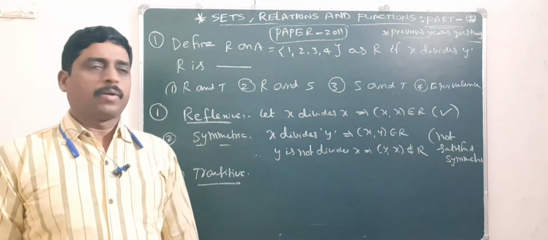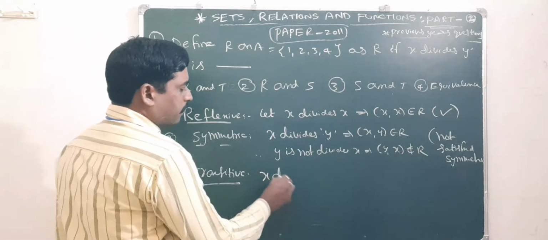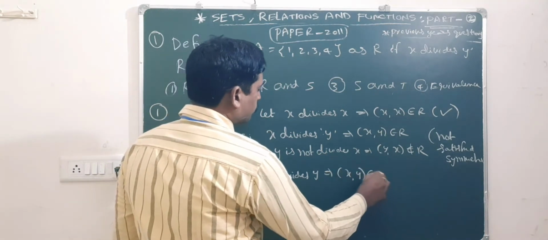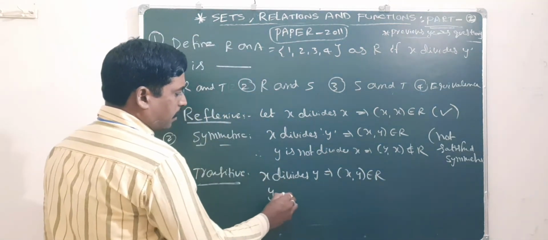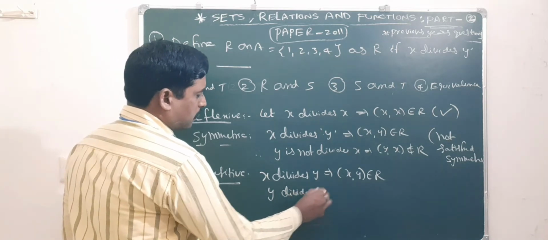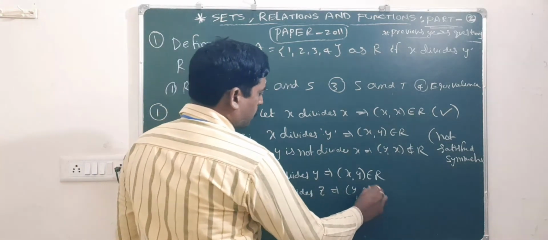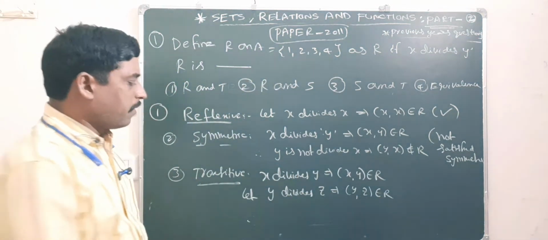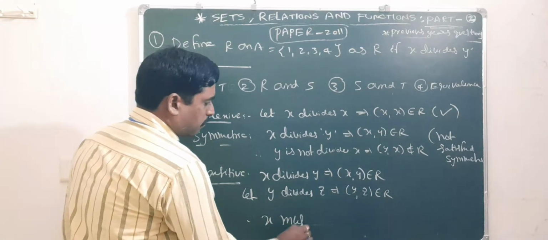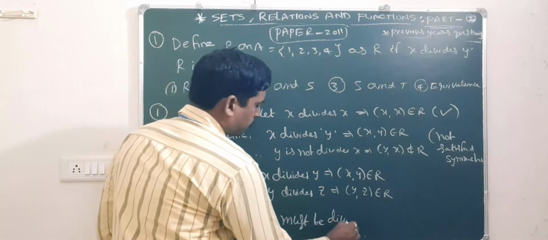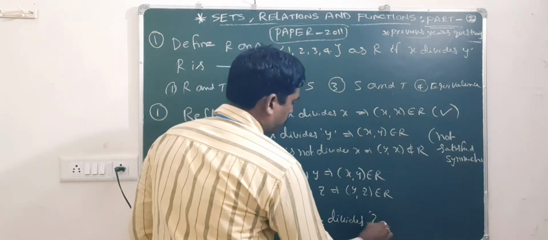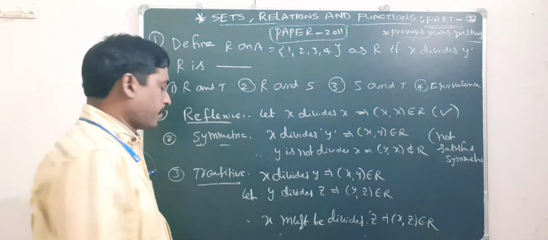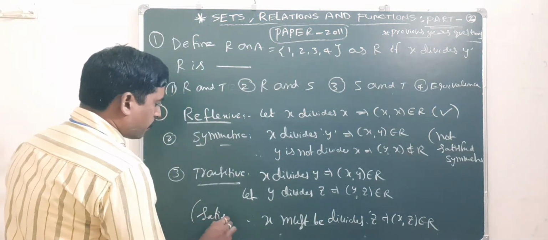Now explain the transitive property. x divides y. Therefore (x, y) belongs to R. Let us take y divides z. Therefore (y, z) belongs to R. That implies x divides z. x must divide z. Therefore (x, z) belongs to R. Therefore transitive is satisfied.